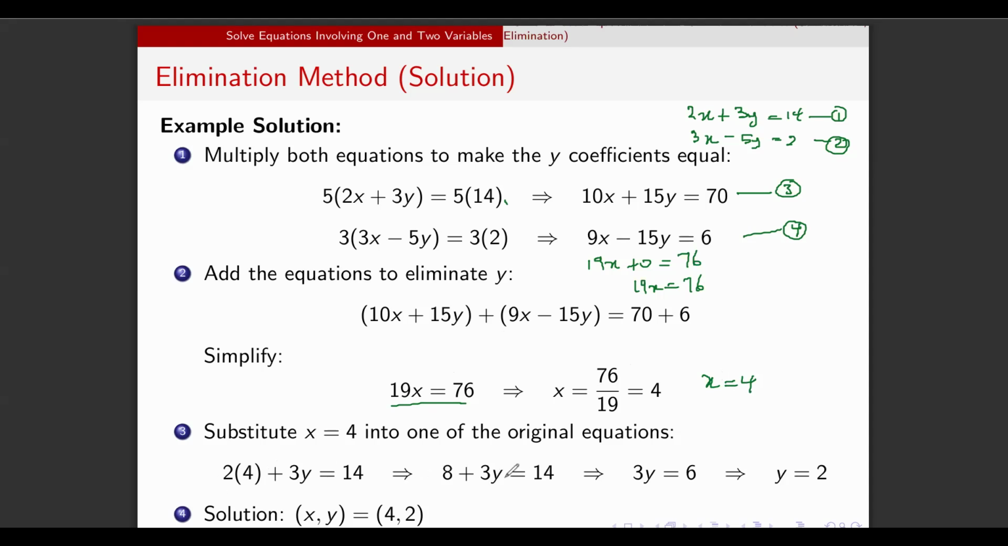I want y to stand alone, so I can move this 8 to join 14, and it becomes 14 minus 8. Then I have 3y equals 14 minus 8, which is 6. I divide both sides by 3, and then I get y is equal to 2. So finally, the solution to this system of equations by the method of elimination is x equals 4 and y equals 2.